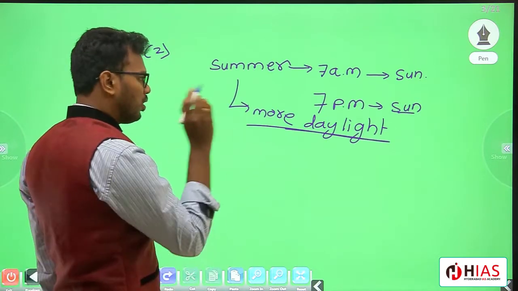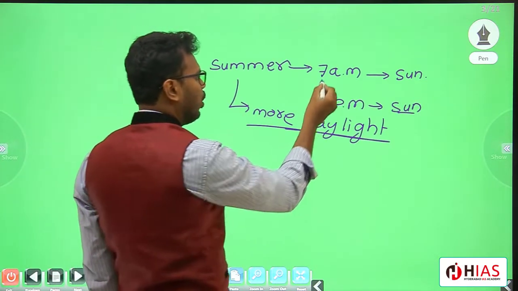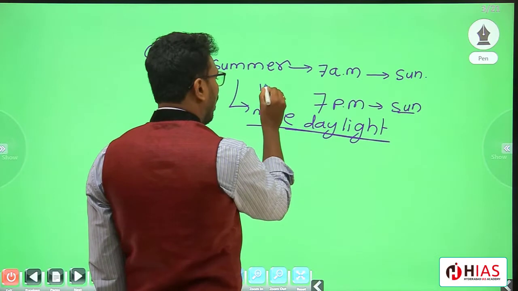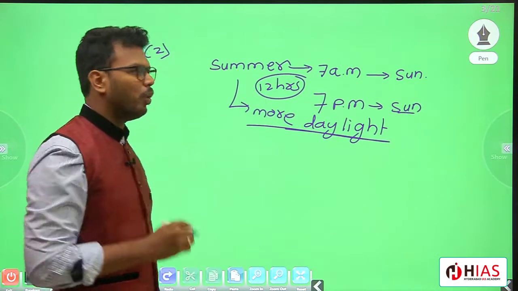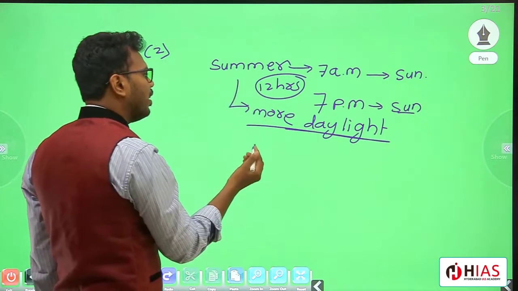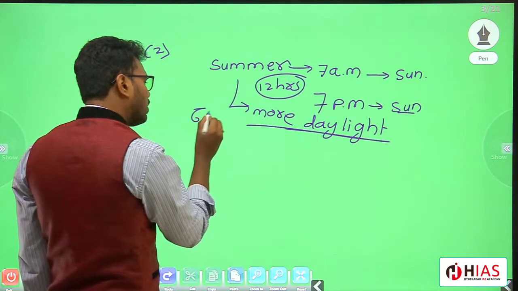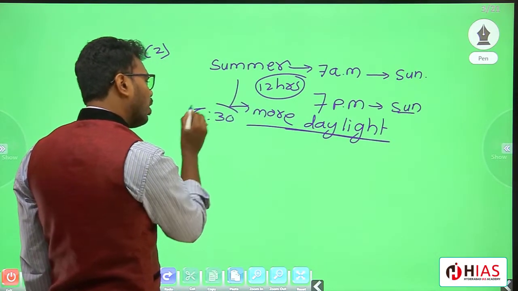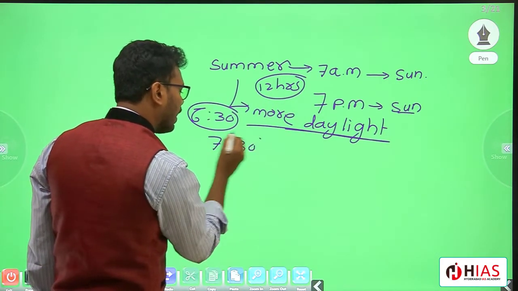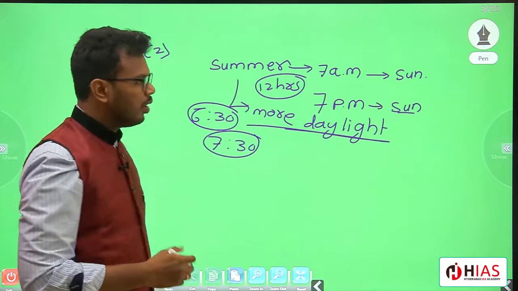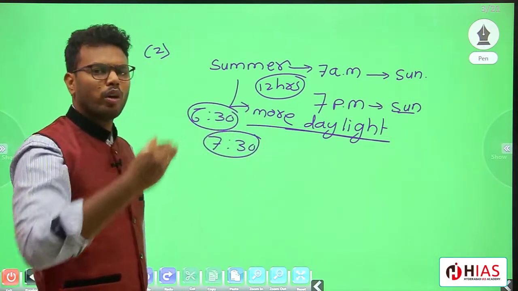So in my example, from 7 a.m. to 7 p.m., almost all 12 hours of daylight you can experience. Similarly, even at 6:30 in some places you are able to get the sunlight. Even at 7:30 you are able to see sunlight, more or less near the equator. So there will be more and more daylight.